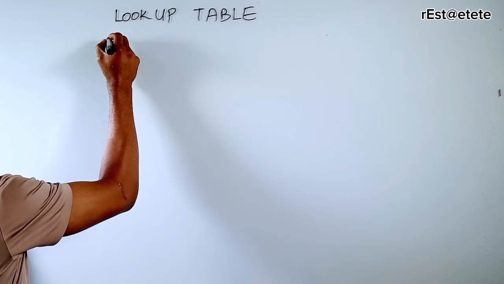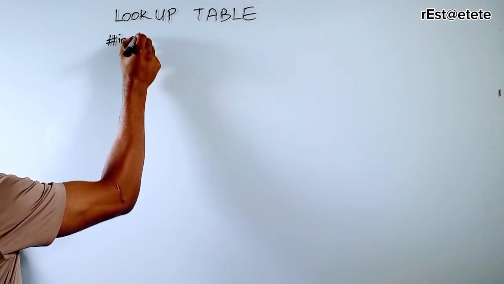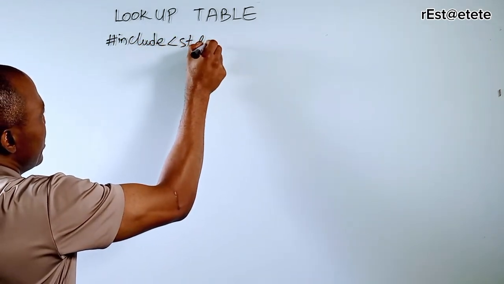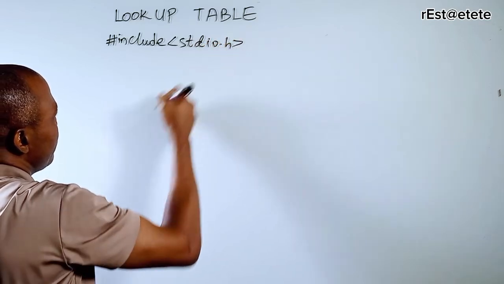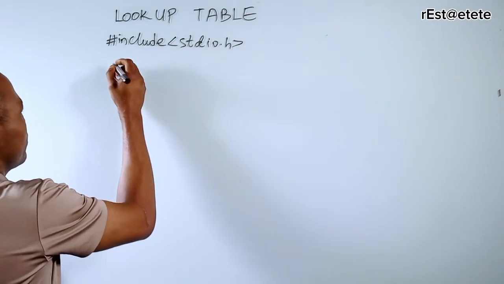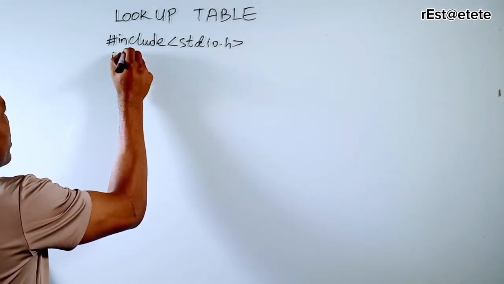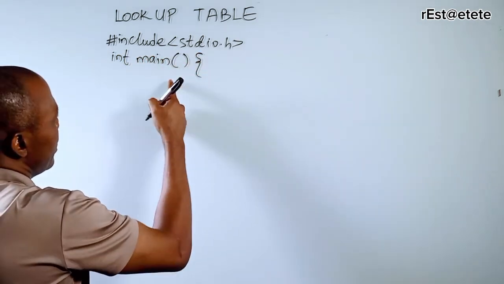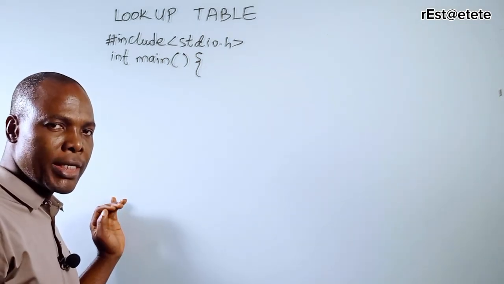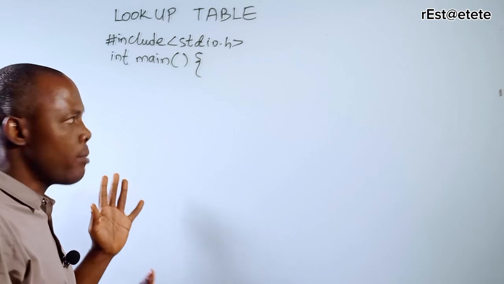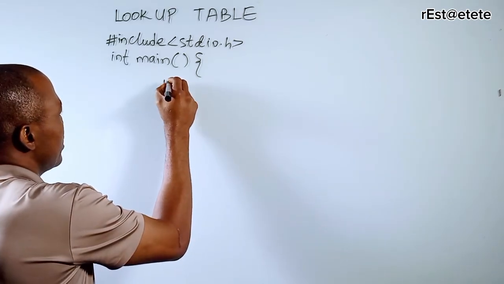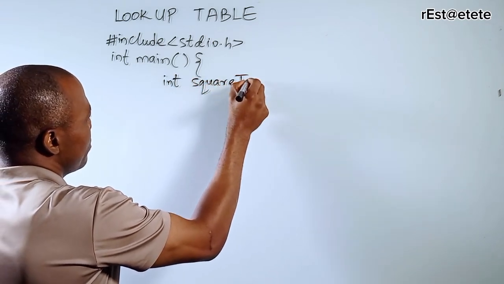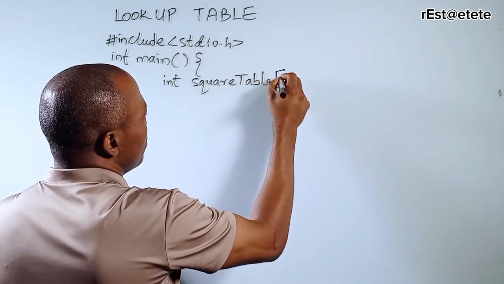So I will say include stdio.h. I am going to use my main function, int main. Then inside this main function, I'm going to create an array of 10 numbers. So I will call it int square table, 10.